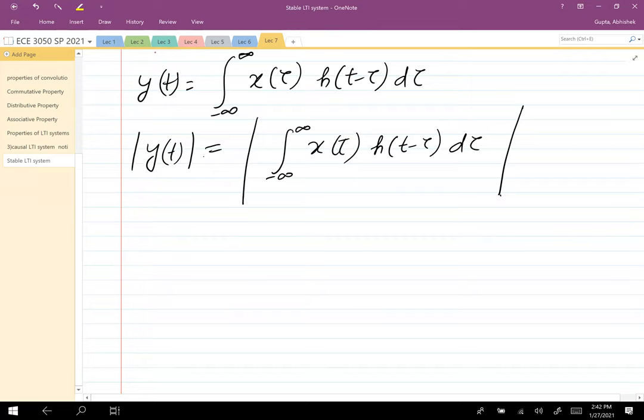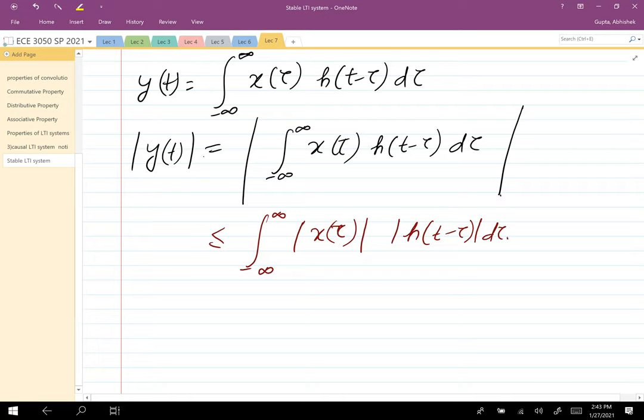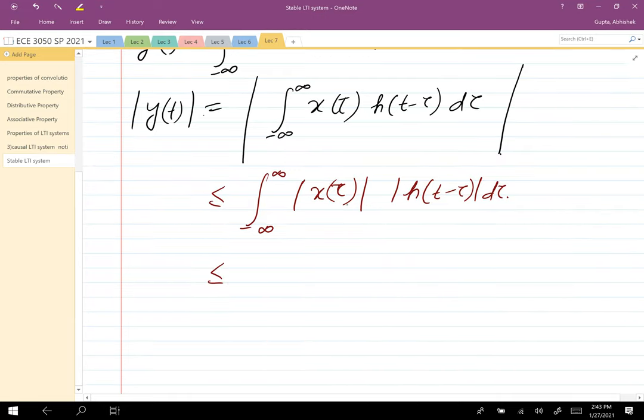What sort of inequality do we know about for the absolute value of an integral? Any thoughts? Well, it's less than or equal to the integral of the absolute value of x of tau times the absolute value of h of t minus tau d tau. Now I know that my x of tau is bounded from above by B. So I am just left with the absolute value of h of t minus tau d tau.